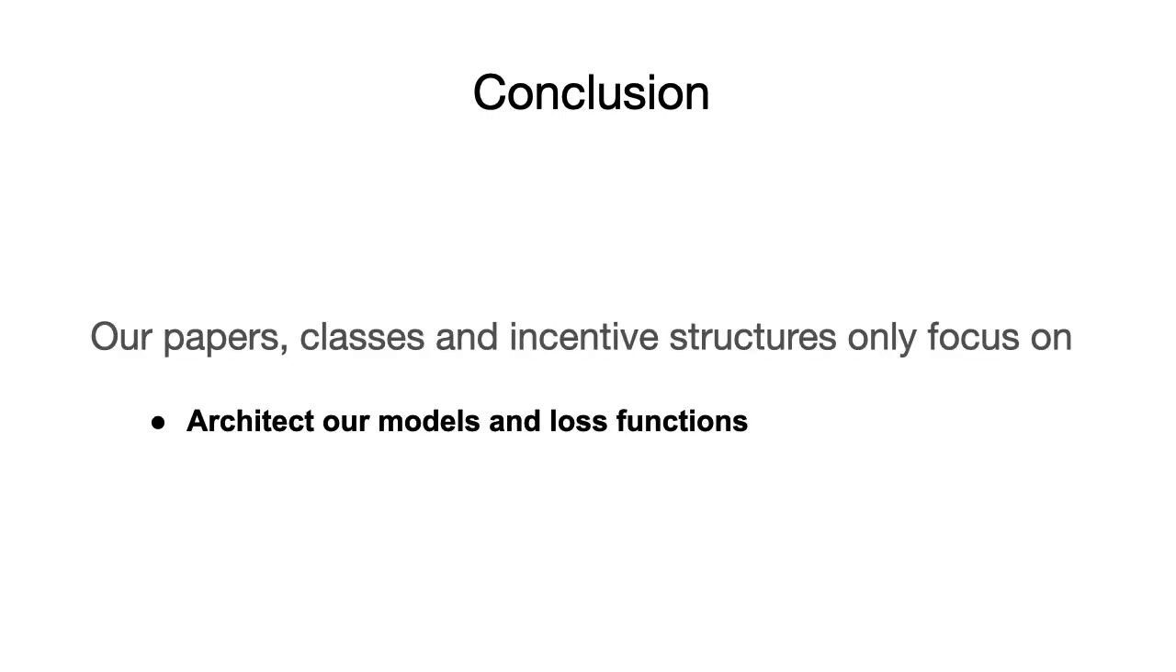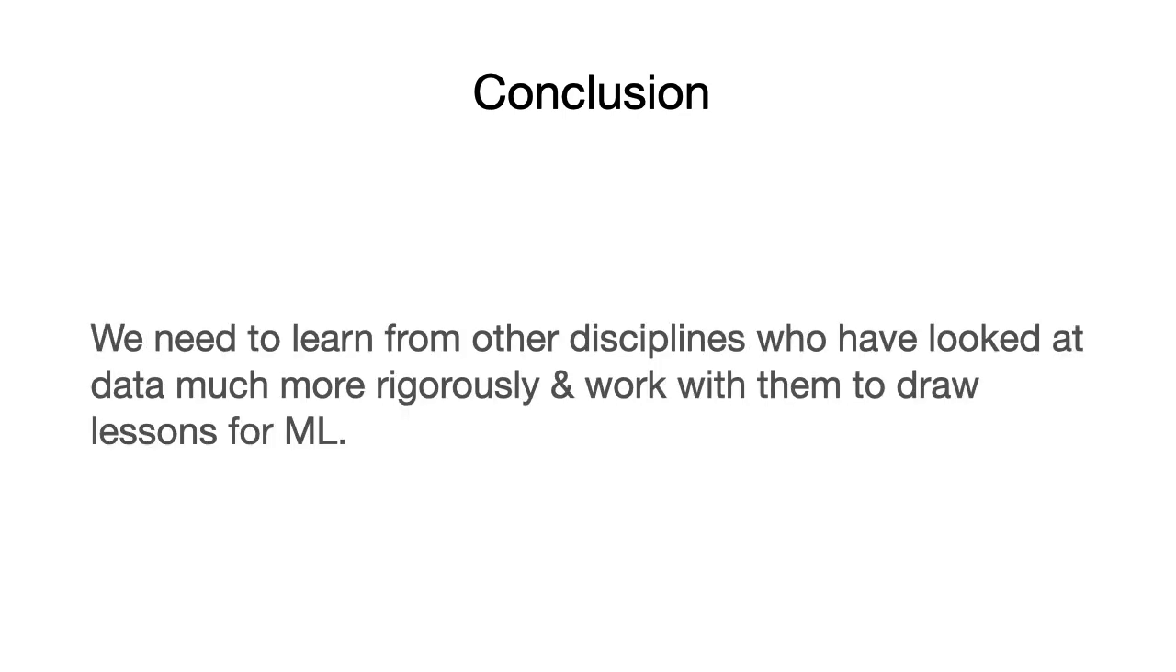But although all of these other things are involved, our papers, classes, and incentive structures only focus on this one thing, which is architecting our models and loss functions. So what I'd like us to move towards is a much more holistic understanding of what we're working towards and not have this really narrow view of what our field should focus on. And so again, I think the whole point here is that we need to learn from other disciplines who have looked at data much more rigorously and work with them to draw lessons from machine learning.